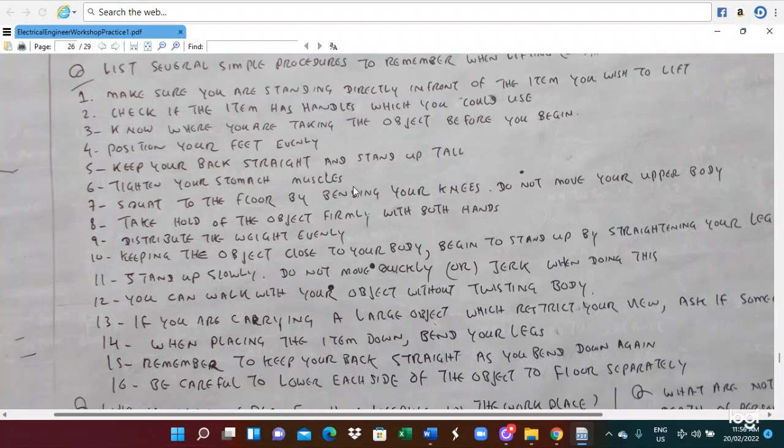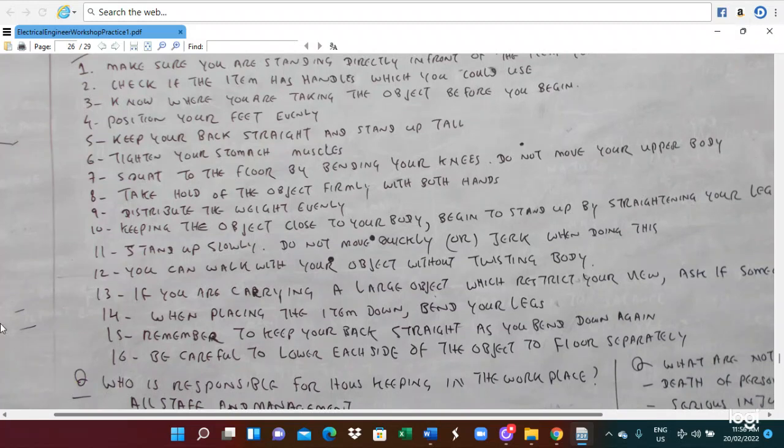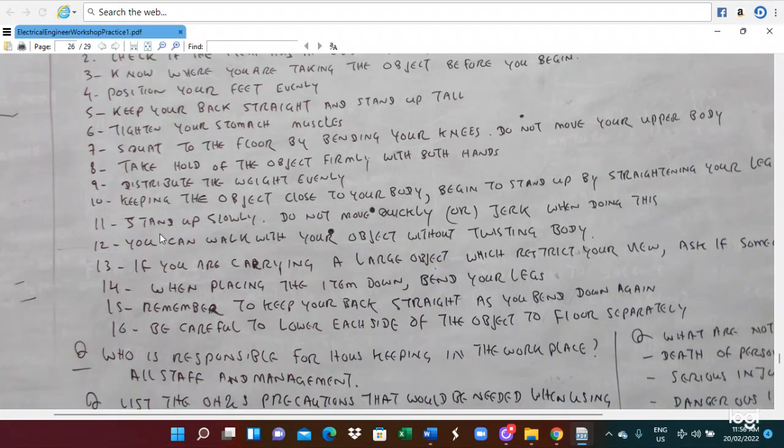Take the whole object firmly with both hands, and distribute your weight evenly, keeping the object close to your body. Begin to stand up by straightening your neck. Stand up slowly. Do not move quickly or jump around. Doing this, you can walk with your object without twisting the body.